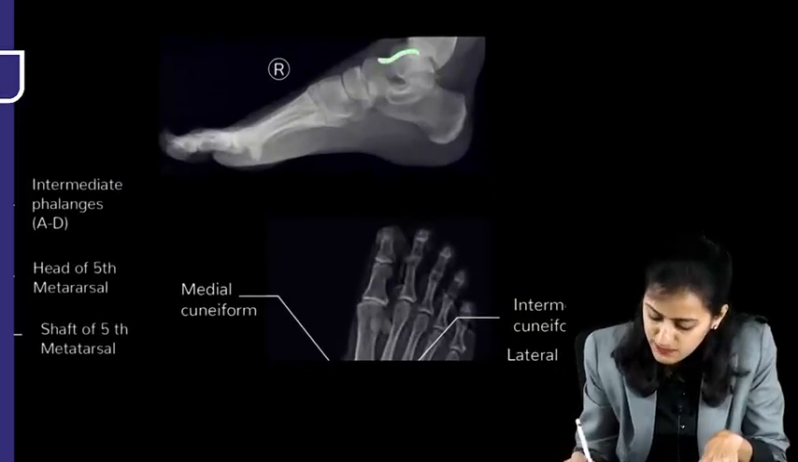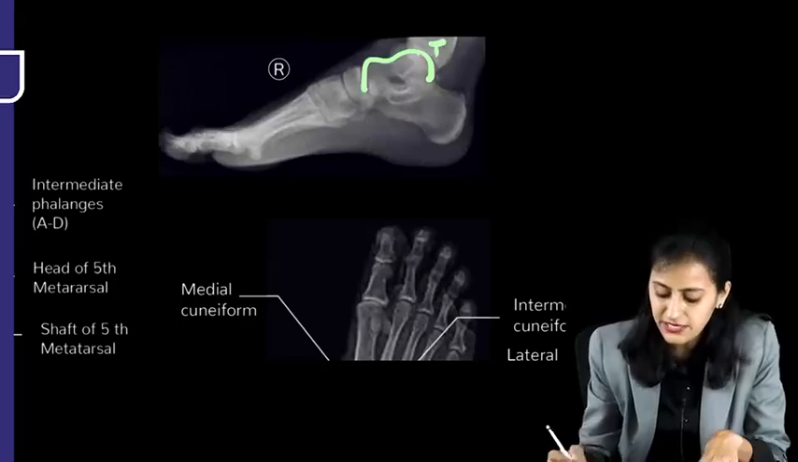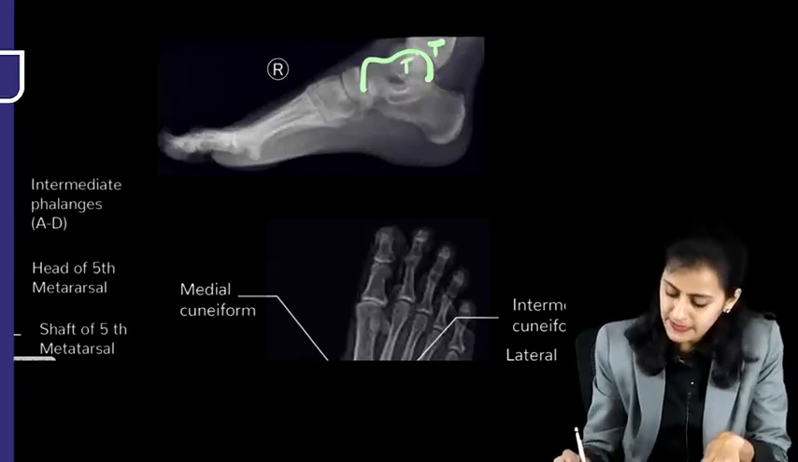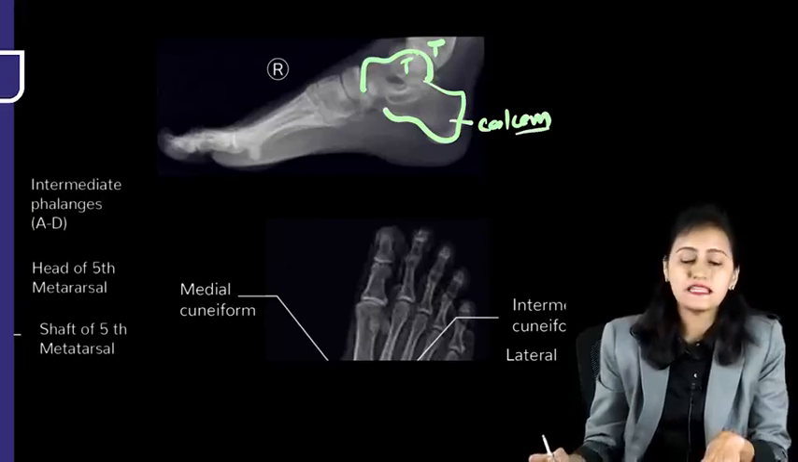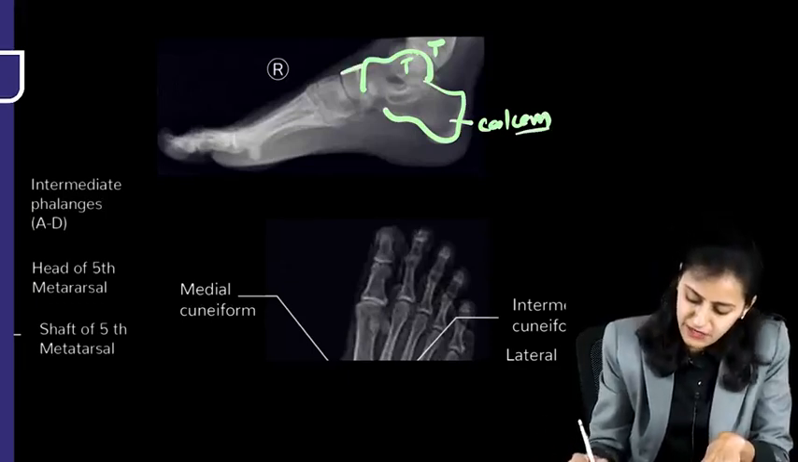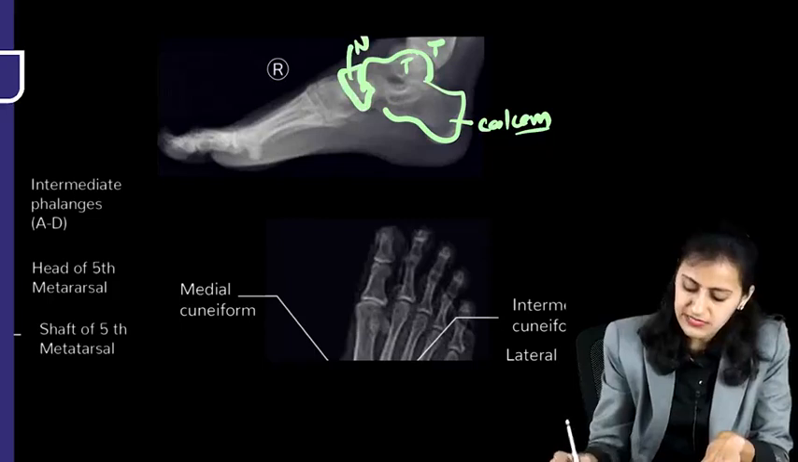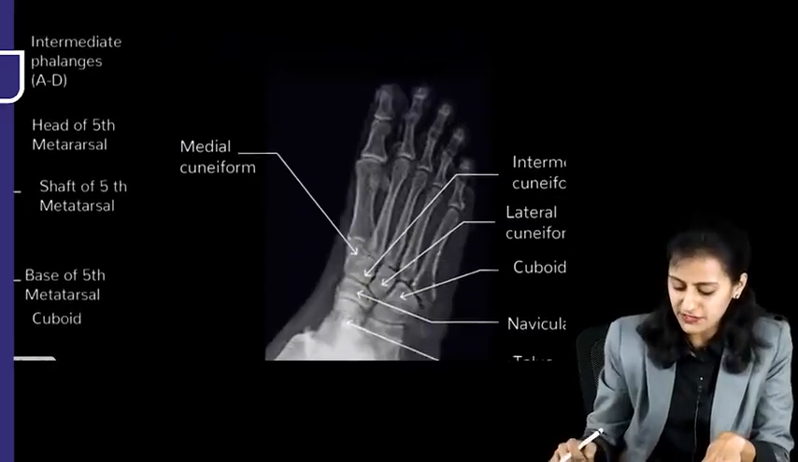The one which forms the ankle joint articulating with the tibia is the talus. The one which forms the heel bone is the calcaneum. Calcaneum forms the heel bone. In front of the talus, this is where we have the navicular. Okay, that is where we have the navicular.